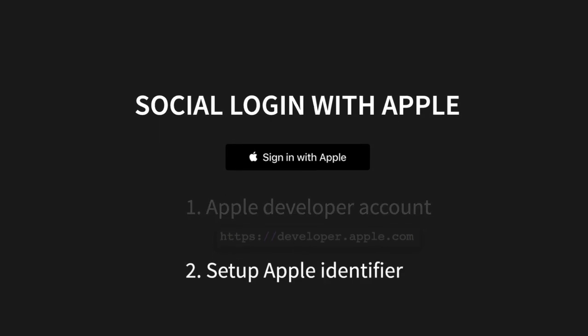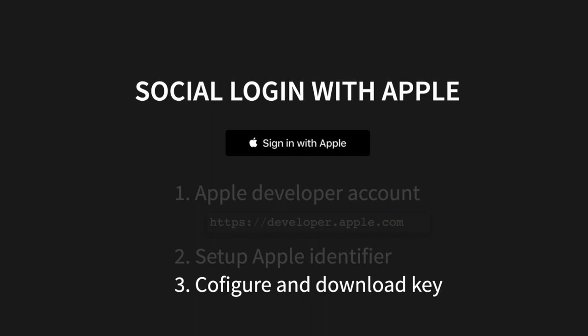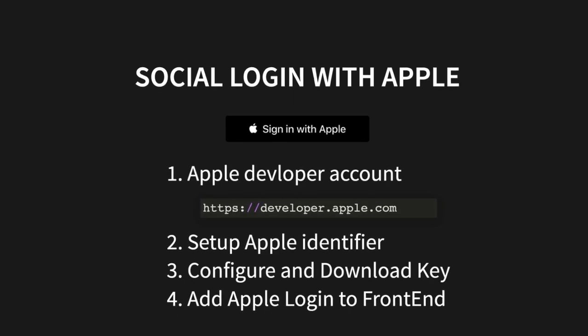The next thing we're going to do is set up our Apple identifier. Then we'll configure and download a key that we'll be using in our app. And then finally, we're going to be adding the code to our front end to tie everything together and test our app. All right, let's get started.